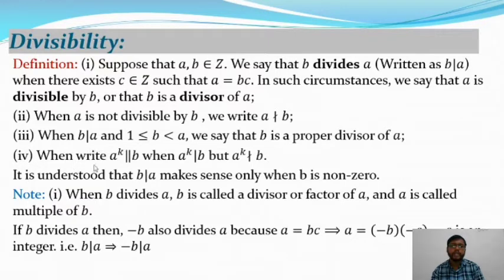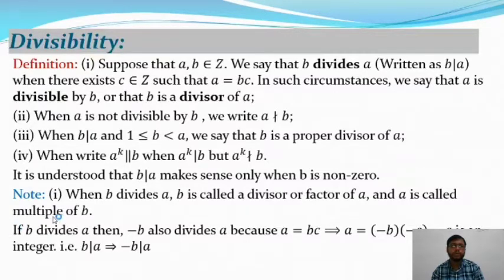And when we write a to the power k is parallel to b, then a to the power k divides b, but a to the power k plus 1 does not divide b. Either a to the power k divides b, or a to the power k does not divide b. Then we say a to the power k is parallel to b. And it is understood that b divides a makes sense only when b is non-zero. Otherwise it is not possible. So when b is 0, then b divides a is undefined. It is possible only when b is non-zero.